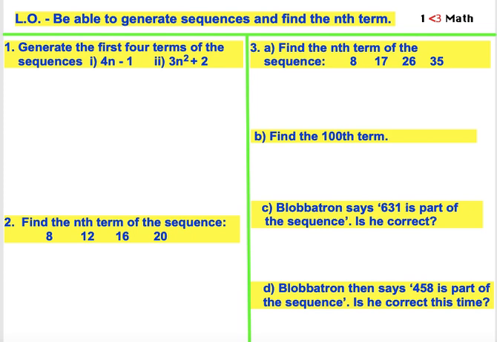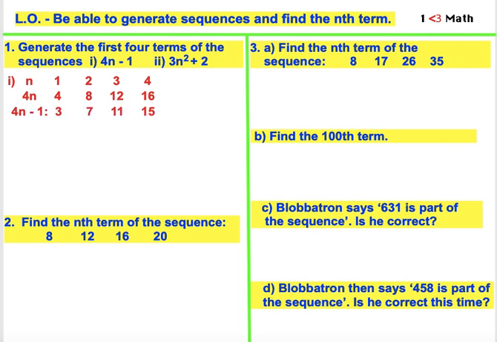So question 1 was to generate the first 4 terms of the sequences 1 and 2. So the first sequence, part 1, is 4n minus 1. So I've written the numbers of the terms n, 1, 2, 3 and 4. That's term 1, 2, 3 and 4. And basically what I need to do with those terms is substitute them into 4n minus 1. So the 4n sequence is basically the 4 times table. 4 times 1 is 4, 4 times 2 is 8, and so on. So 4n is 4, 8, 12, and 16, the multiples of 4.